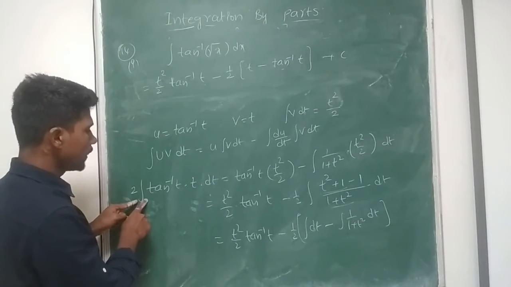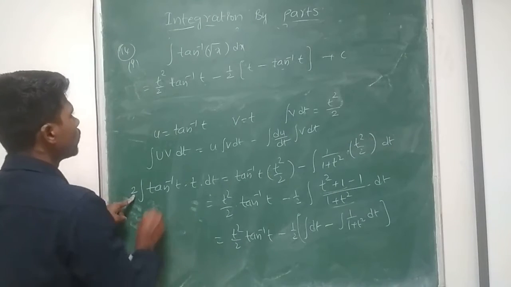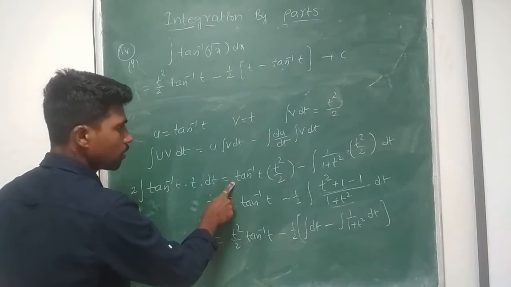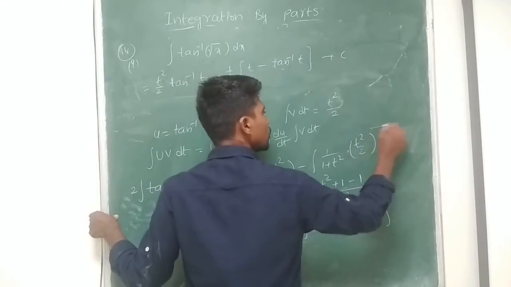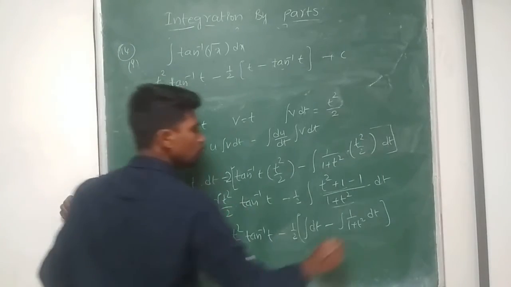So I got this answer for integral of tan inverse of t into t. I want only the integral of tan inverse of t into t, so I have here 2. Okay, so I did consider here 2. So these are all multiplied by 2, no? So these are all multiplied by 2.